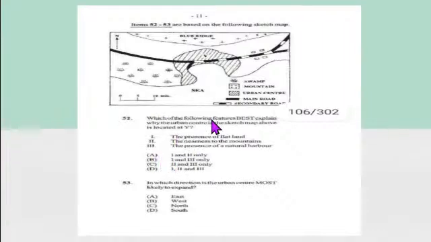So, we have one, which is the presence of flat land, and three, the presence of a natural harbor. So one and three, that would give us letter B for our answer. So 52 would have been B.